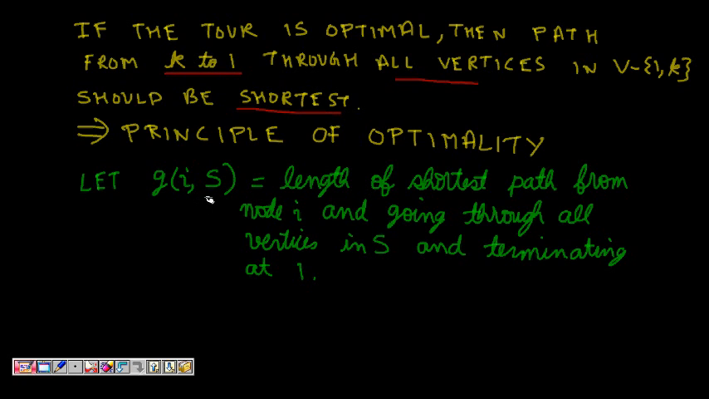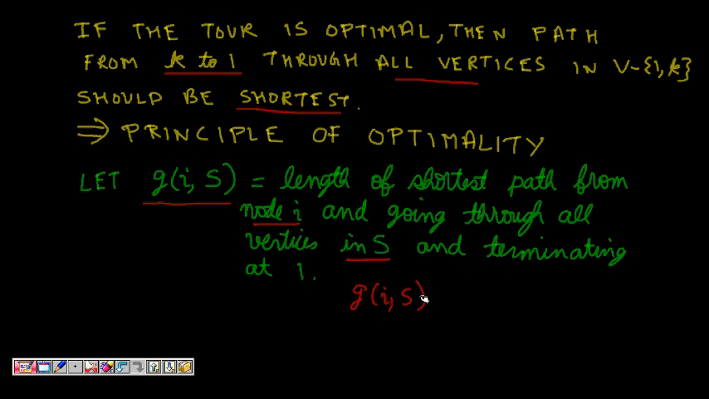And so now let's try to formulate the problem. Let's define G(i, S) as the length of the shortest path from node i. So I have a path from node i going through all the vertices in set S and then terminating at 1. So this is quite interesting. Let's try to understand this variable, G(i, S). So i is a node, S is a set of vertices in the graph.